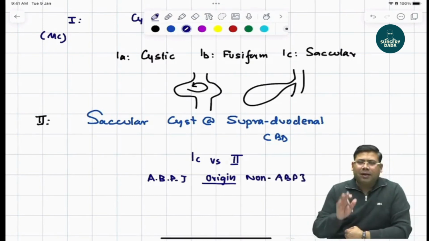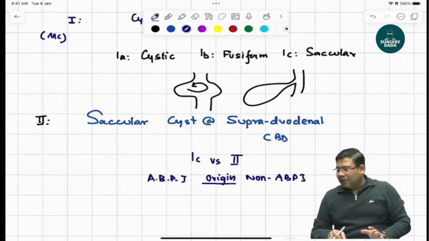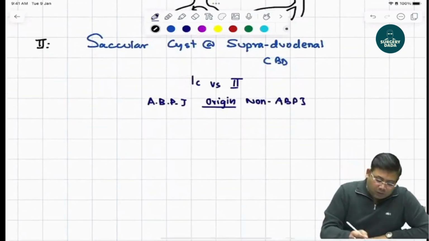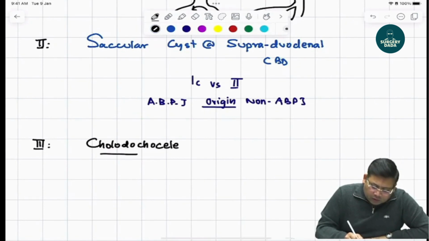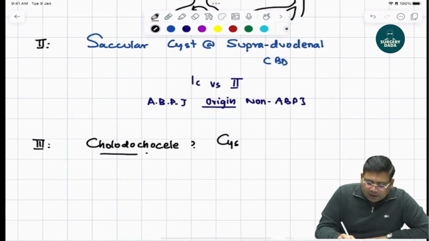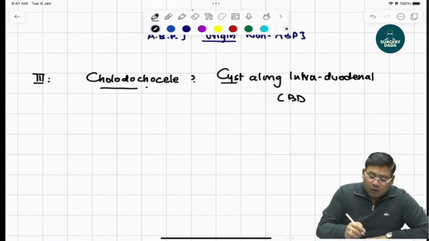So both of them are the same, but if it is associated with the ABPJ, it will be considered as 1C, not the type 2. This is very important. Then we have type 3. This is also known as choledochocele. When we talk about choledochocele, what does that mean? It means that it is the cyst along the intraduodenal CBD. So a cyst along the intraduodenal CBD is what is known as choledochocele.